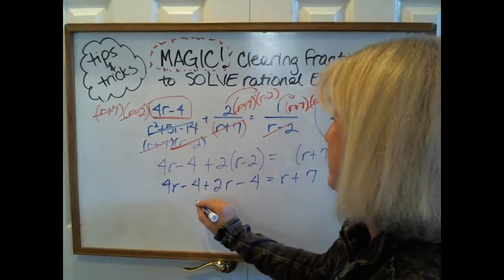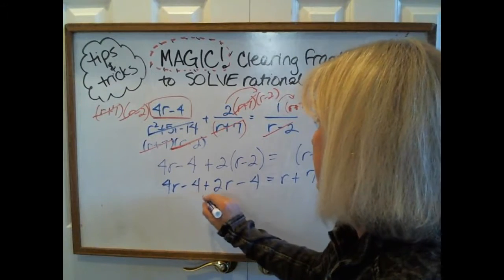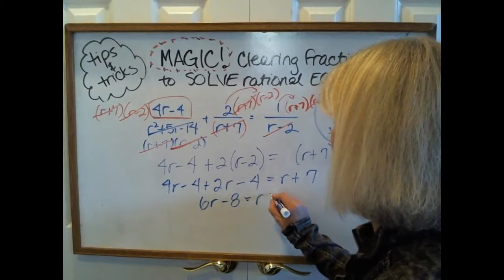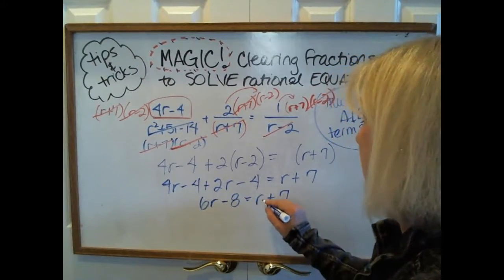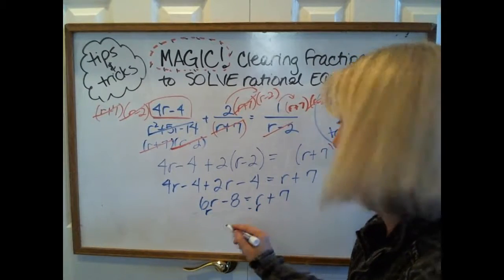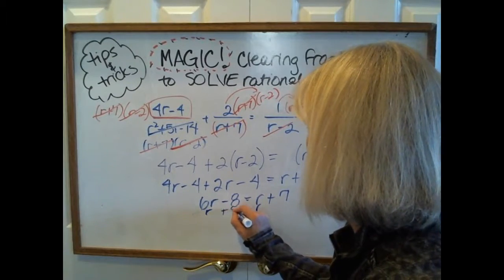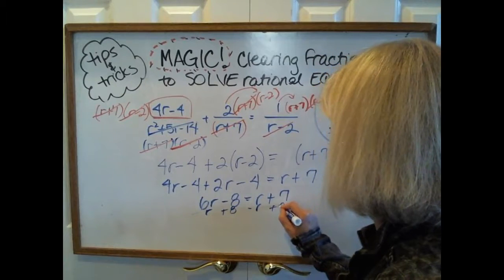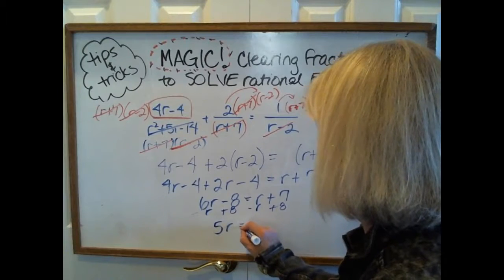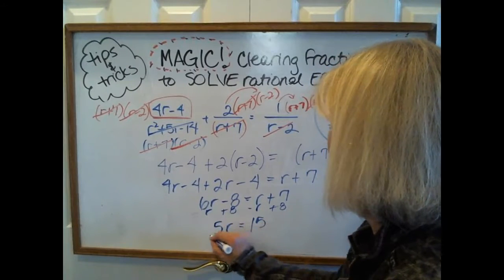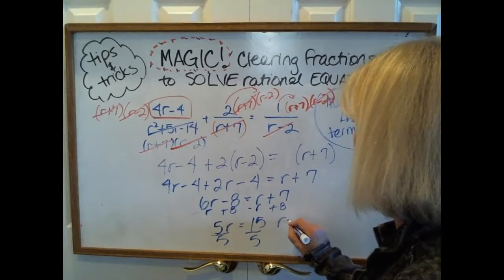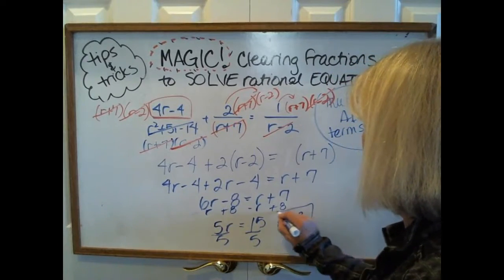I'll simplify this side, so it's going to be 6r minus 8 equals r plus 7. I'm going to subtract r from both sides because we always want to move the smaller variable, and then I'm going to add 8 to both sides. So I'm going to get 5r equals 15. Divide by 5, so I get r equals 3.